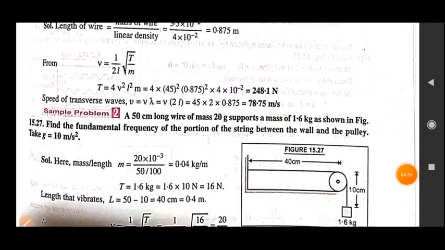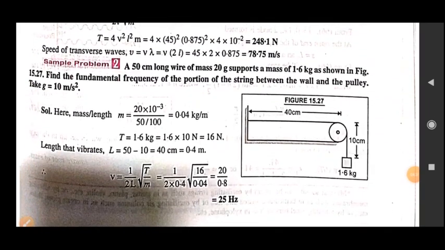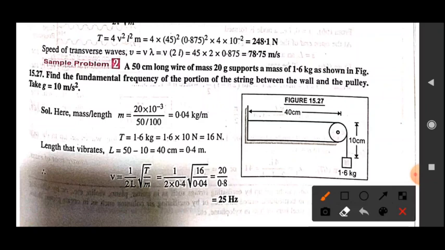Now if you see the second one, there is one more question. A 50 centimeter long wire of mass 20 gram supports a mass of 1.6 kg as shown in the figure. You can see the figure here. Find the fundamental frequency of the portion of the string between the ball and the pulley. For that case, again you can calculate the mass per unit length. First of all, the mass is 20 gram, so you can calculate in SI unit, upon 50 by 100.